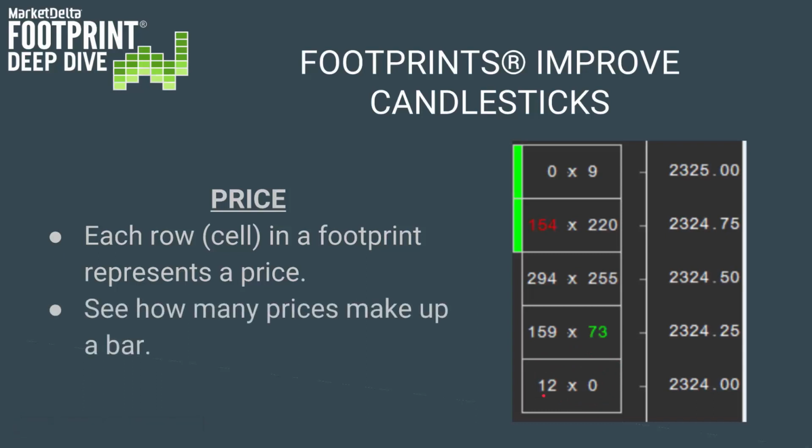You can see how many prices make up a bar. 1, 2, 3, 4, 5. That's not necessarily logical or easy to extract from a candlestick. With a footprint, it's easy because you can just see how it's all broken up. So it makes it easier to get an idea of how many prices are trading, the range, and things like that.